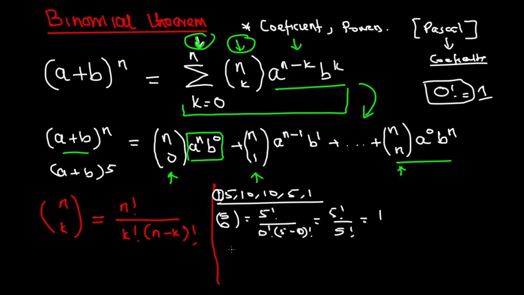Okay, let's check the second term. The second term, we see here that it will be 5. But since we're powering to 5, again we say 5, and then we're dealing with the second term, which is 1.